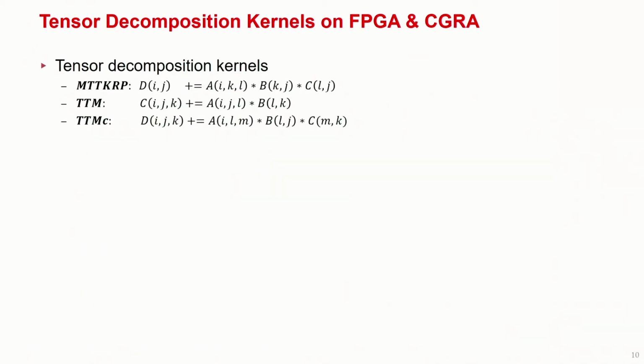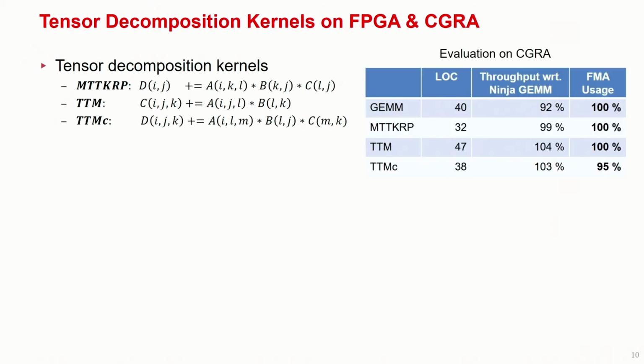Using this language and compilation framework, we implemented some other tensor decomposition kernels like MTTKRP, TTM, and TTMc on both CGRA and FPGA. Here are the results for the CGRA. As we can see, for all 4 benchmarks, GEMM, MTTKRP, TTM, and TTMc, the FMA usage of all the designs is very close to 100%. And all of these designs achieve a performance which is close to 100% of the Ninja GEMM implementation.